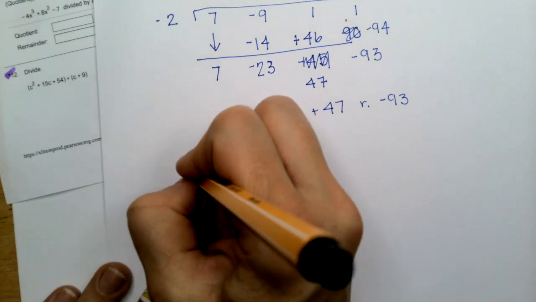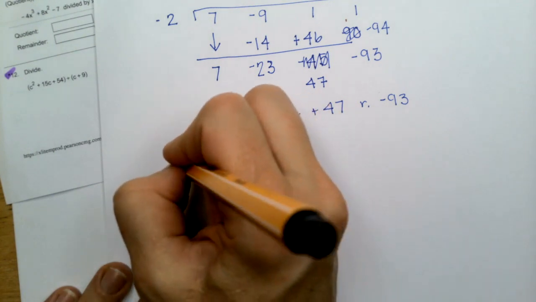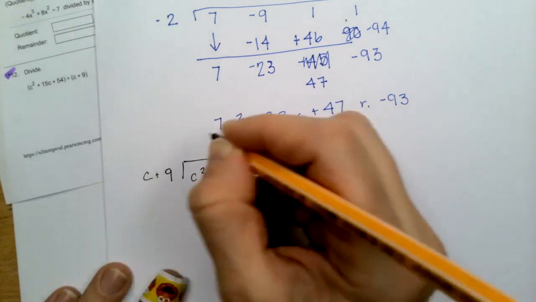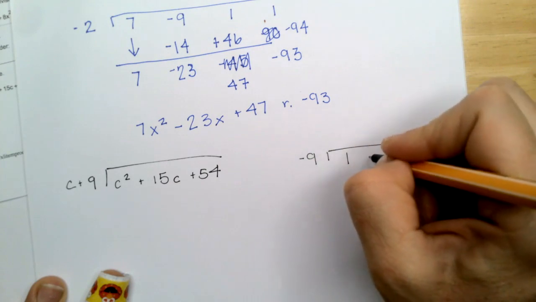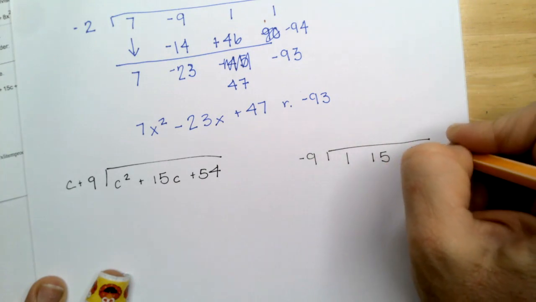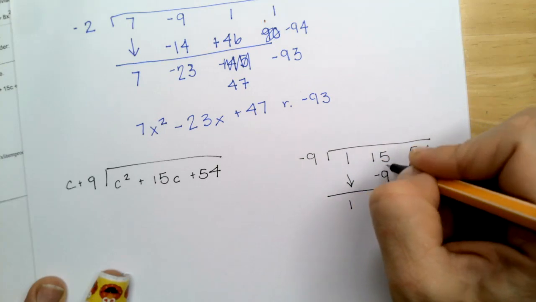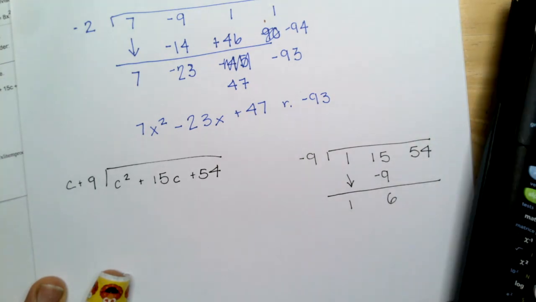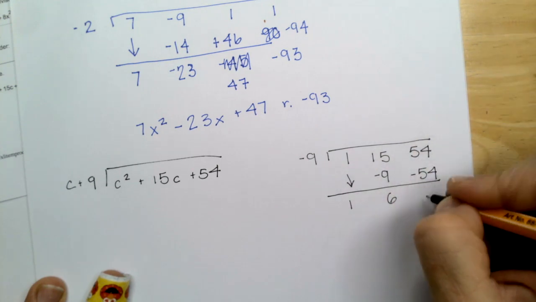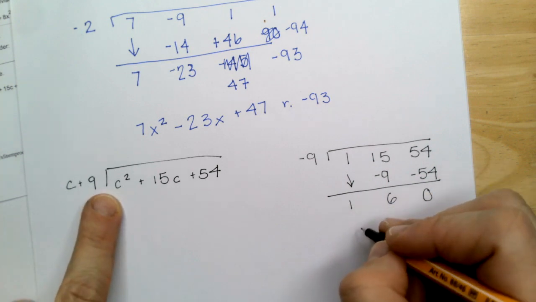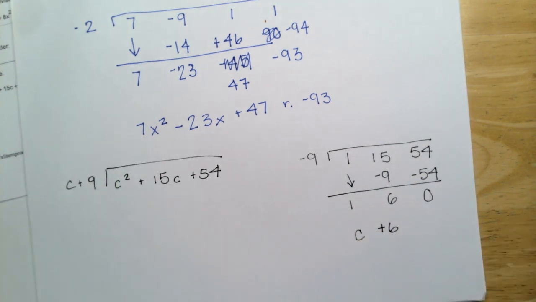Then they say divide c squared plus 15c plus 54 by c plus 9. That means I can turn it into negative 9, 1, 15, 54, right? 1 just comes straight down. 1 times a negative 9 is a negative 9. Negative 9 and 15 is a 6. 6 times negative 9? Negative 54. That's 0. So here I started with c squared, and my answer is just going to be c to the first plus 6. No remainder. All right, I hope that helps.